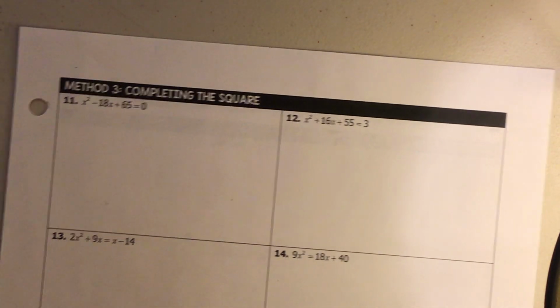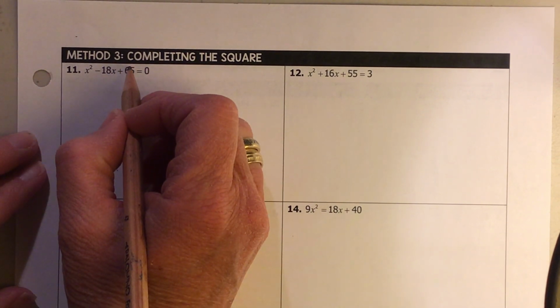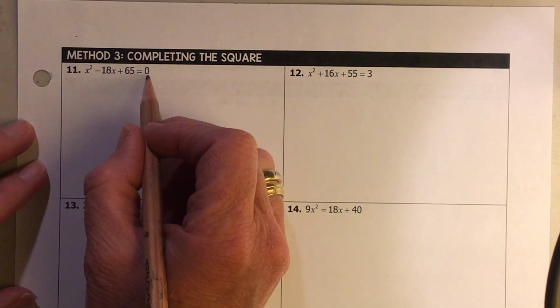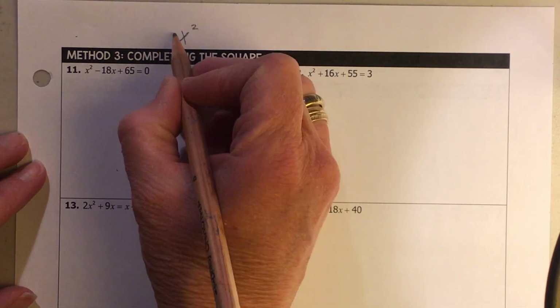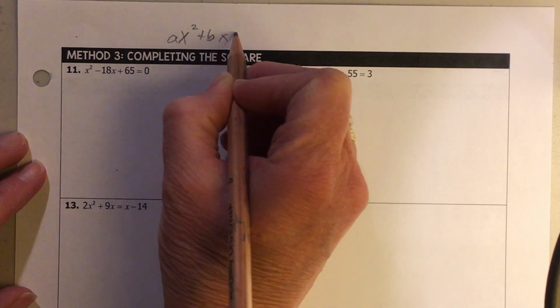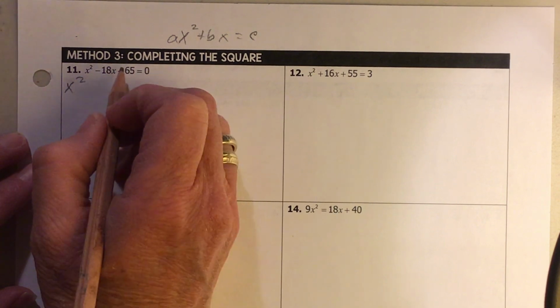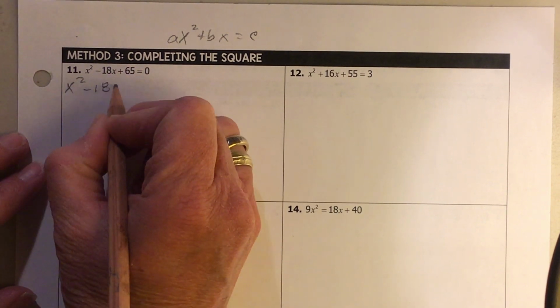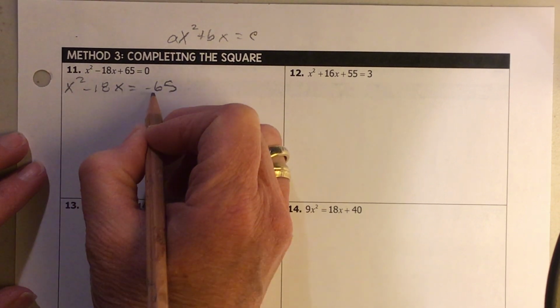Okay, so I'm on the back, so completing the square. With completing the square, I want to try to manufacture a square here. So let's get it into the right form first. I want to get it into the form of ax squared plus bx equals c. So I want to move my constant over. So I'm going to rewrite this as x squared minus 18x equals negative 65.